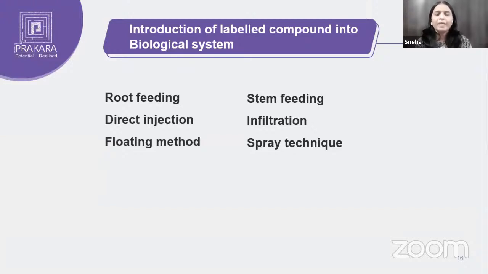Here, the radiolabel compound will be introduced into the medicinal plant through the roots only. First, we have to prepare the solution. Through the root, it will go to the site of action. This is the first one. The second one is direct injection.